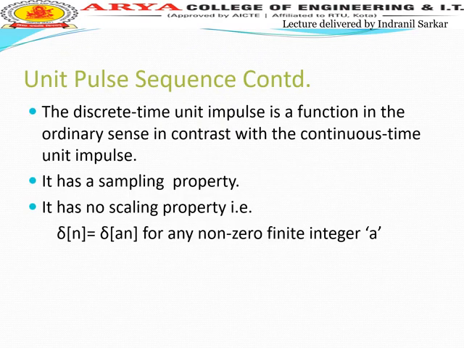Unit pulse sequence. The discrete time unit impulse is a function in the ordinary sense, in contrast with the continuous time unit impulse. It has a sampling property. It has no scaling property. That is, δ[n] is equal to δ[an] for any non-zero finite integer a.